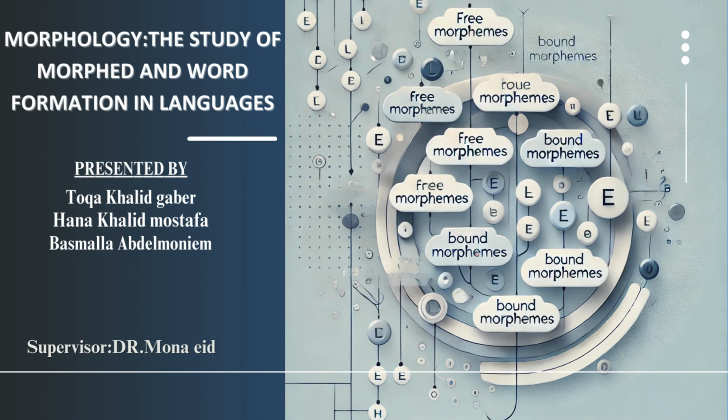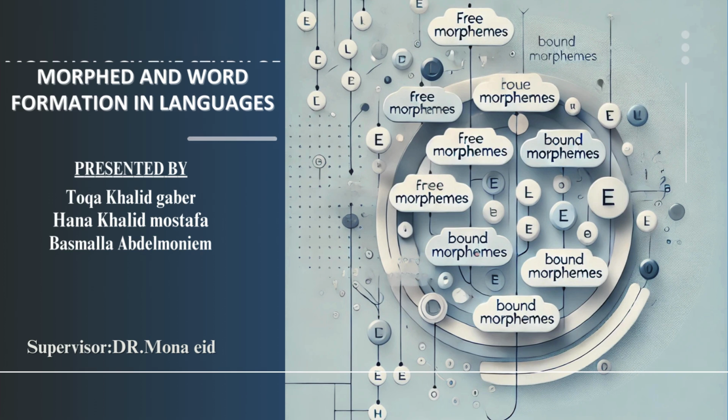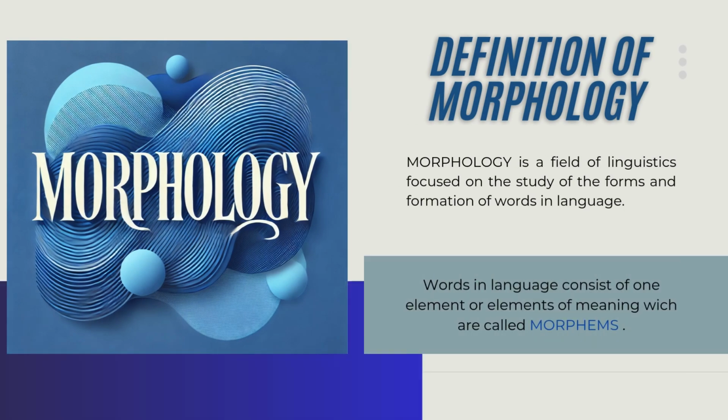So, throughout this presentation, we will delve into the definition of morphology, the types of morphemes, and many other important things. So, let's begin. First thing we will know, what is the definition of morphology? Morphology is a branch of linguistics that examines the structure, formation, and meaning of words in a language. It investigates how smaller units of meaning, which are called morphemes as we said, come together to form words.